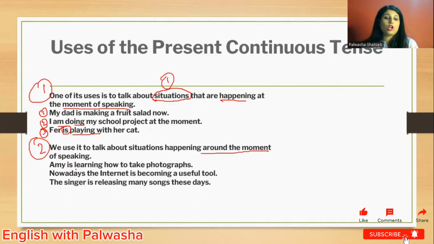currently, right? So there are lots of people doing different activities in a room, or maybe we're working on a project. There are different students who are doing something. So this is something which is happening around the moment of speaking, right?